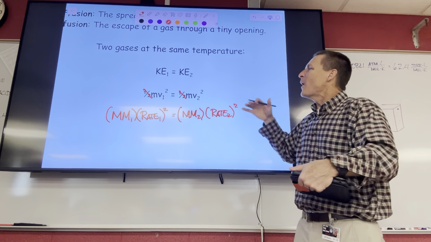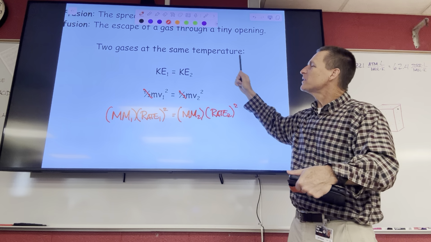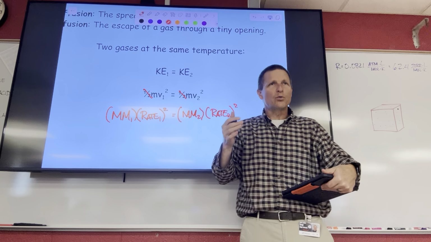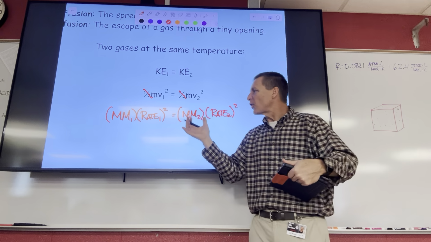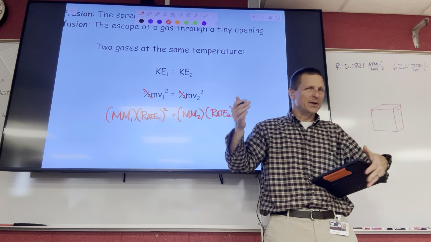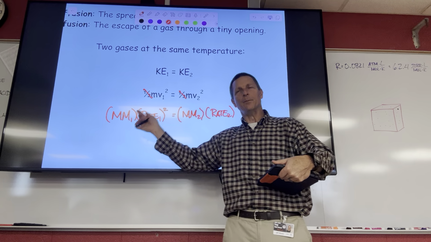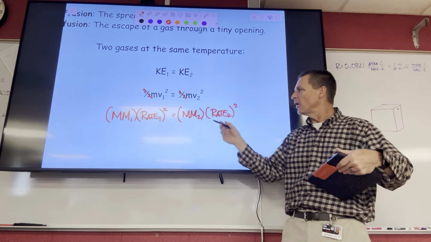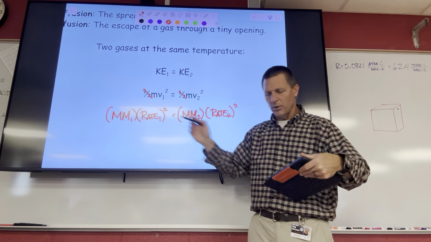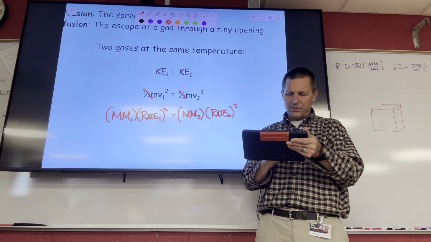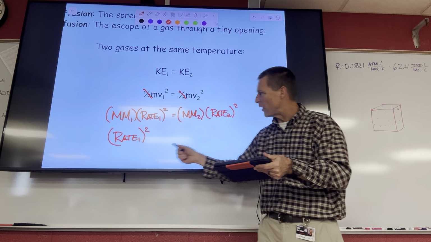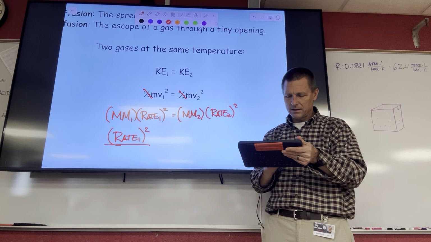So the way Graham expressed it, though, we're looking at a comparison of the rates of effusion. So Graham took this thing, he just did a little algebra manipulation with it. He took the rates and moved them all over to one side. And then the molar masses went to the other side. So on the left side, we already have rate 1 squared. So I'm going to keep that over on the left side, the rate of gas 1 squared. And then divide out the rate of gas 2 squared to the left side.